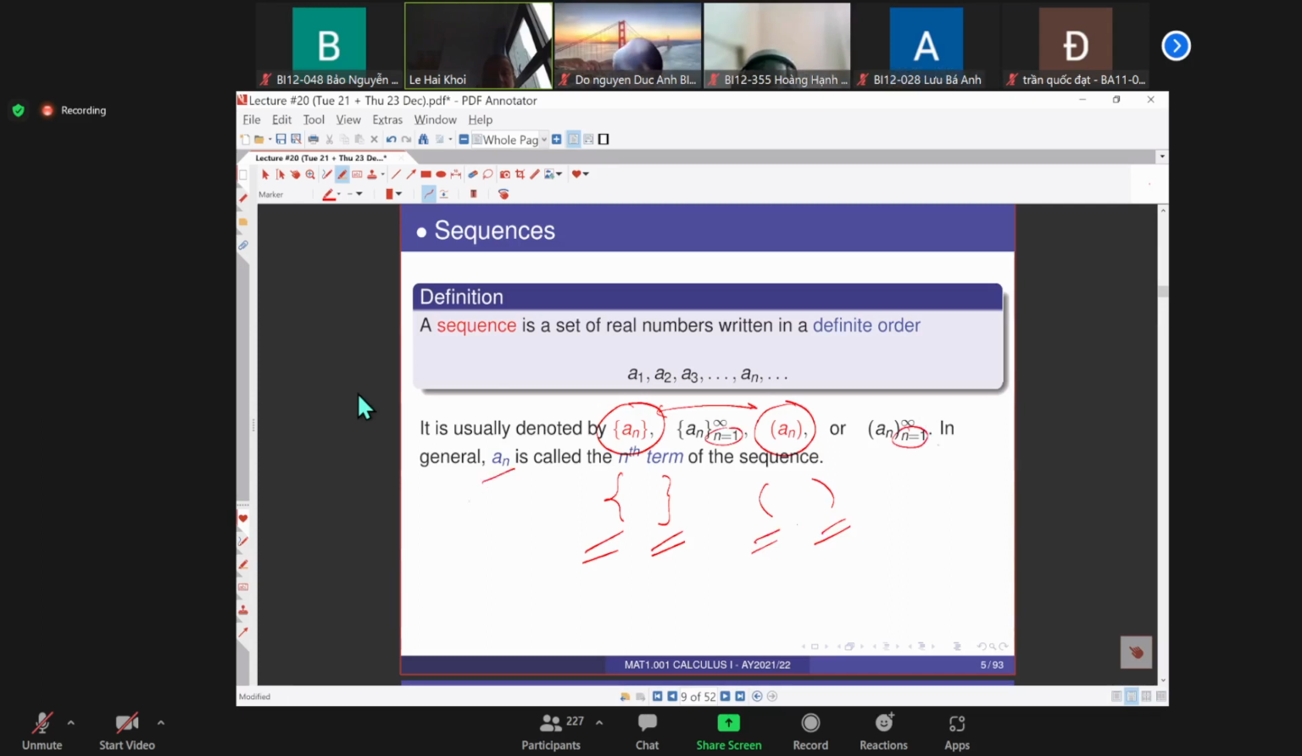In this case, an is called n term of a sequence. An được gọi là cái số hạng thứ n. Okay. That.